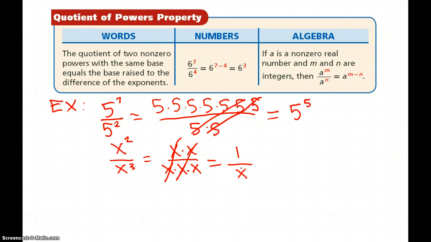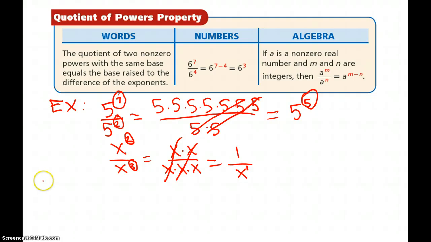So take a look at this for a second, and you can probably figure out what the rule is, what's happening every single time when you have the same base on the top and the same base on the bottom. You'll notice what you're doing is you're subtracting. So if you do 7 minus 2, you get the 5. And if you do 3 minus 2, you get an imaginary 1 that's right here. So the rule is, when you have the same base on the top and the same base on the bottom, you're going to subtract. So this is how I want you to put it in your notes.